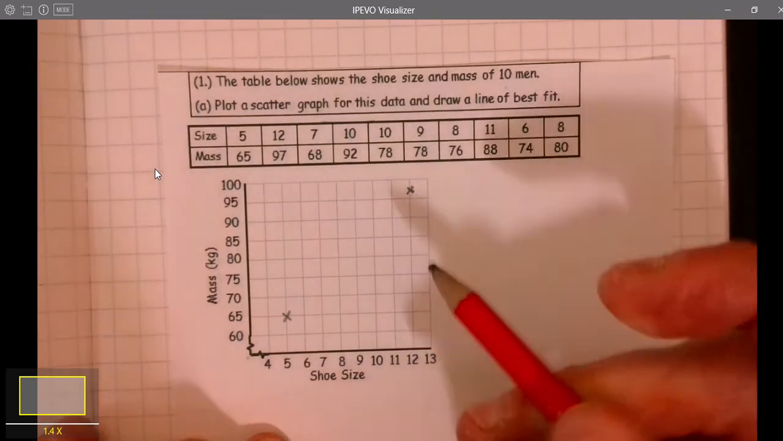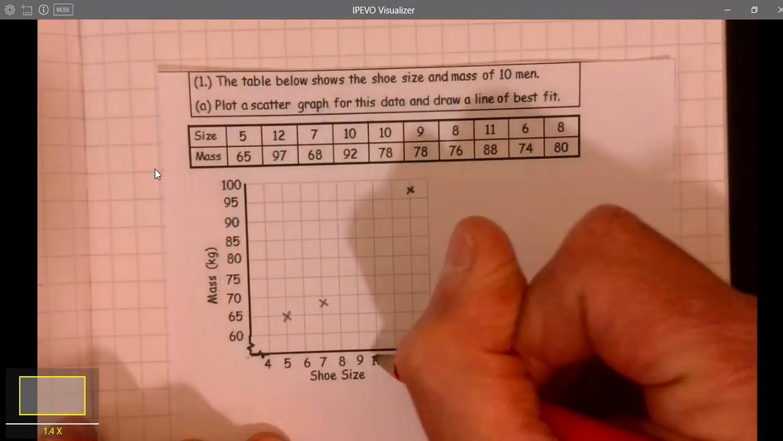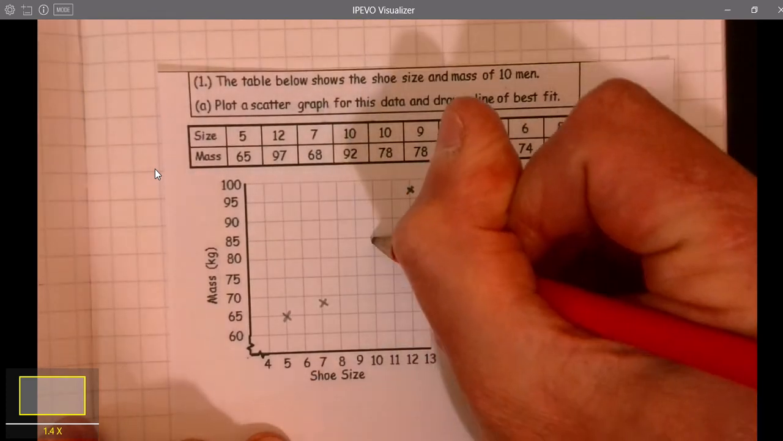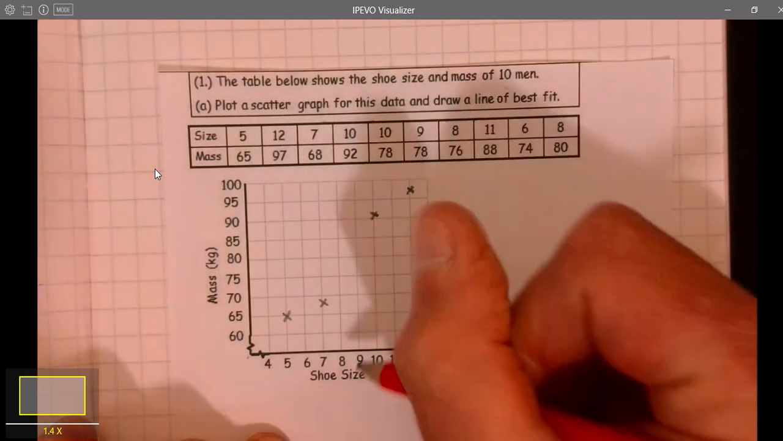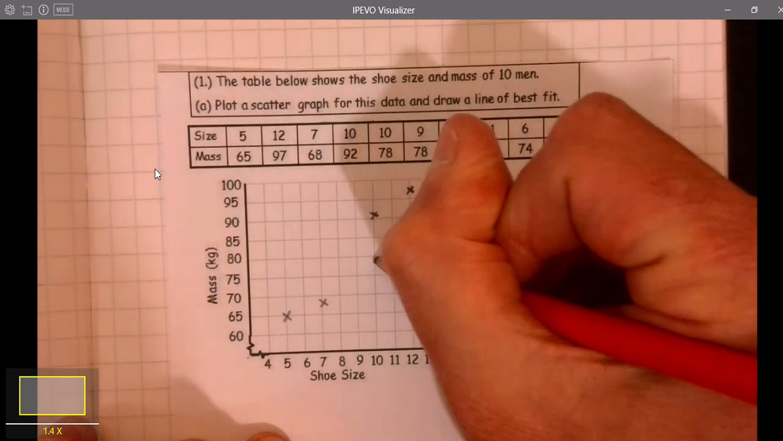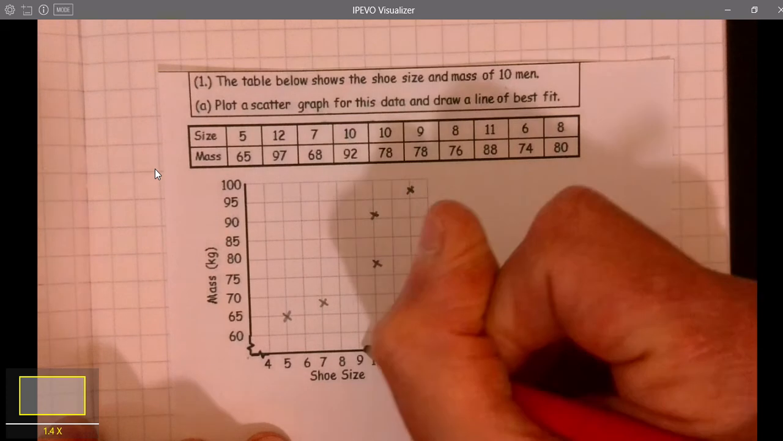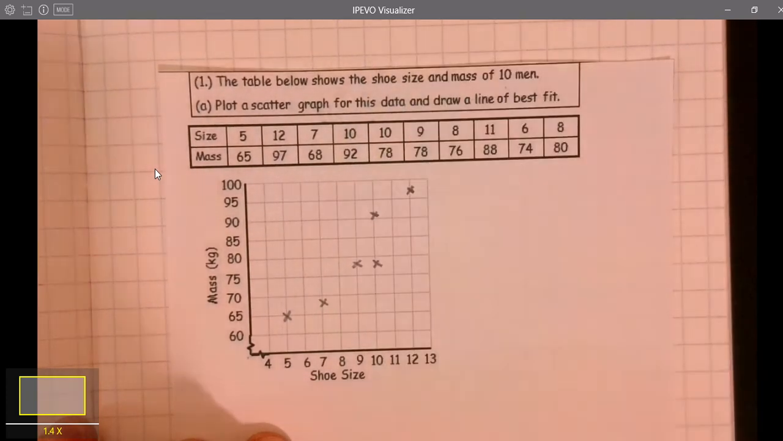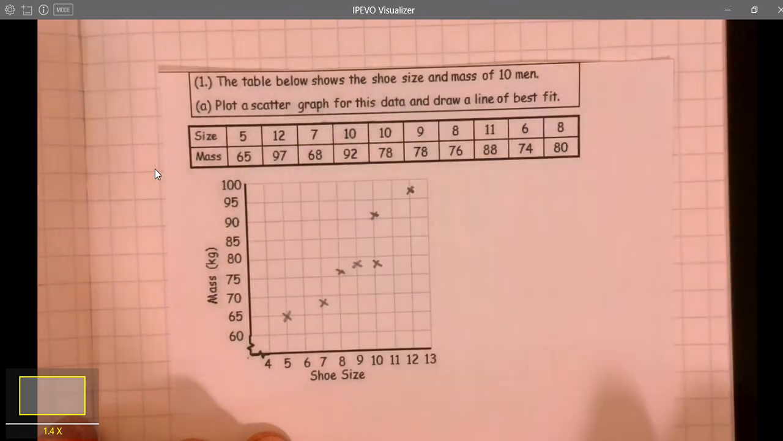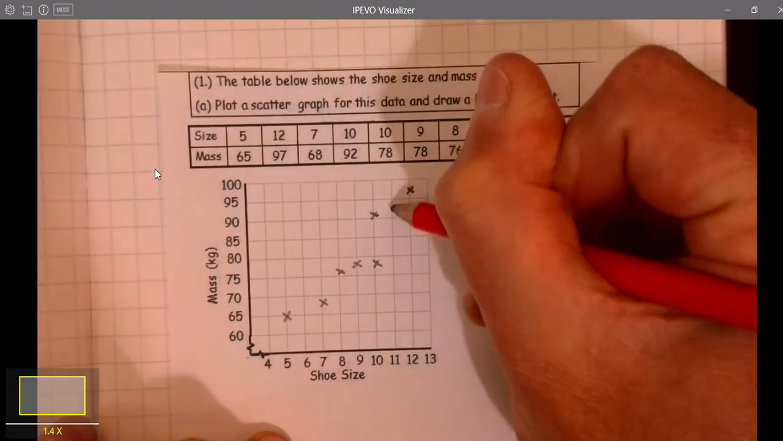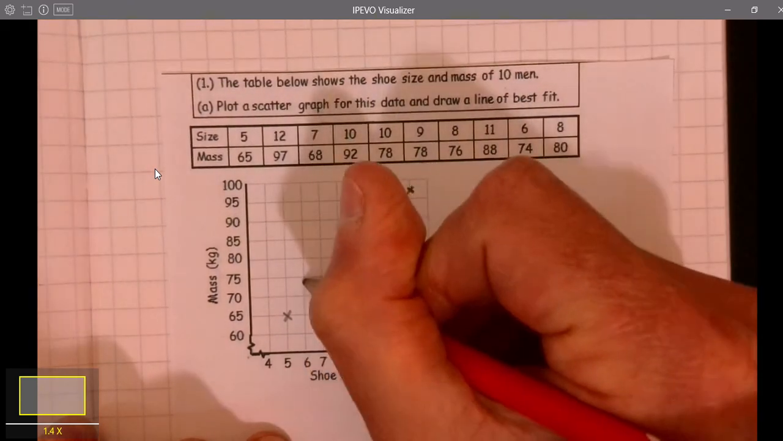So we had 12 and 97, we had 7 and 68, so pop that in there, and then 10 and 92, so there we go. Maybe slightly higher than that. 10 and 78, there we are. 9 and 78, so same point there. 8 and 76, there we go. And 11 and 88, so just below the 90. 6 and 74, so we're nearly there, it doesn't take too long.